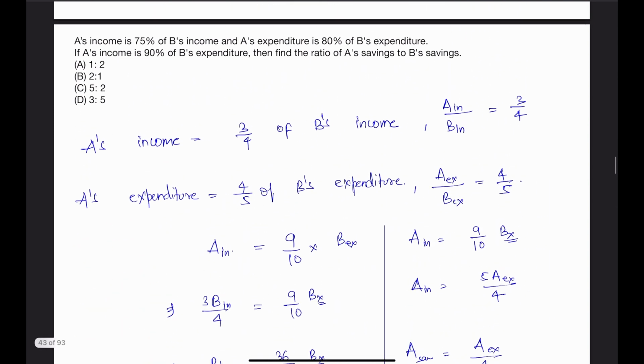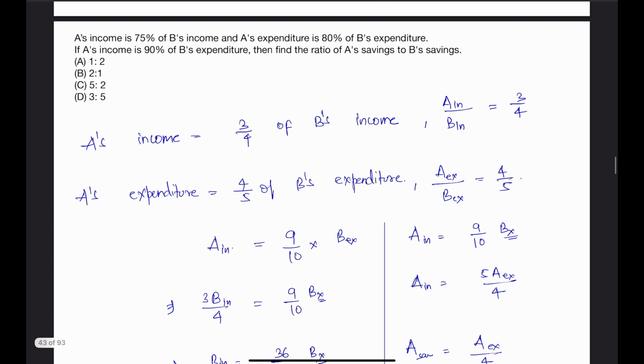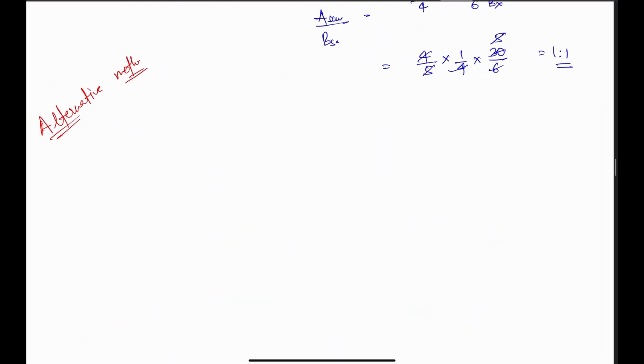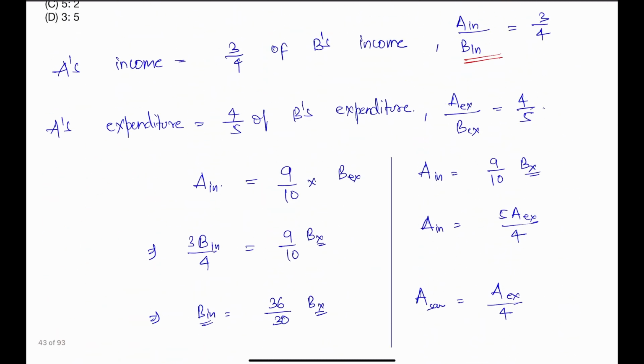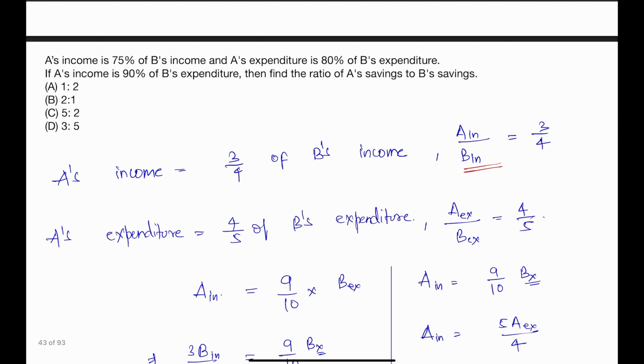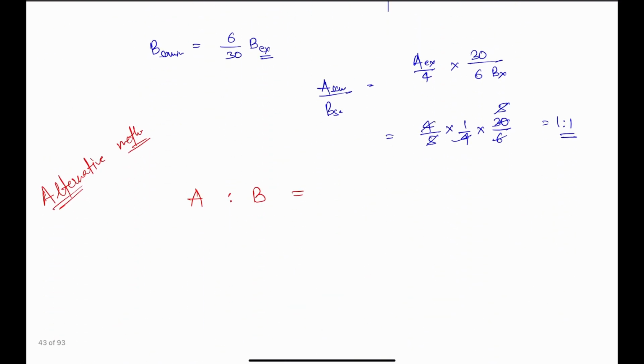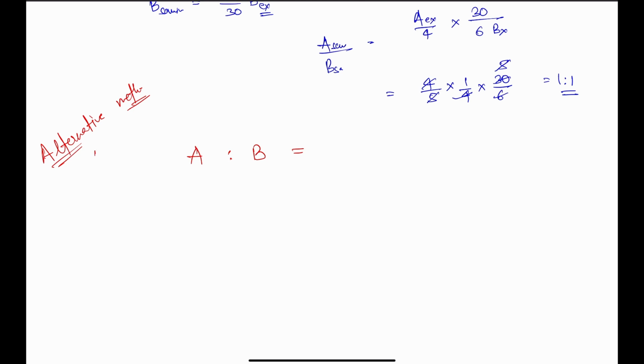So the question is A's income is 75% of B's income. So I will use this one first. A's income is 75% of B's income. So A's income by B's income, the ratio, A's income is 75%. So A by B is equal to 3 by 4, A by B income.